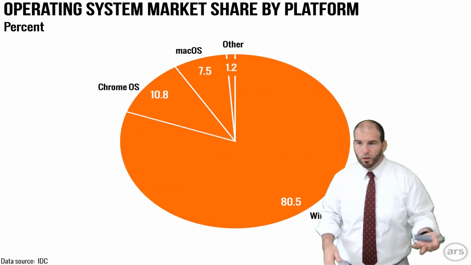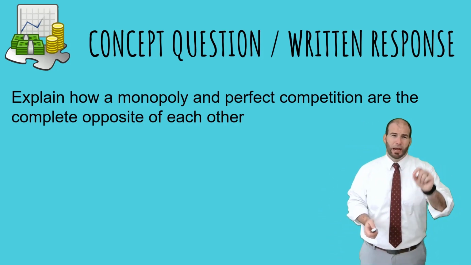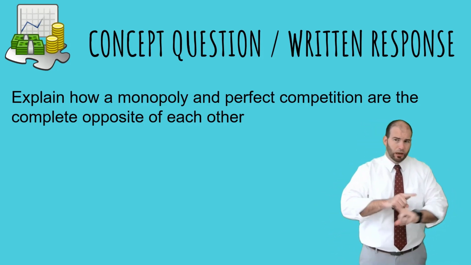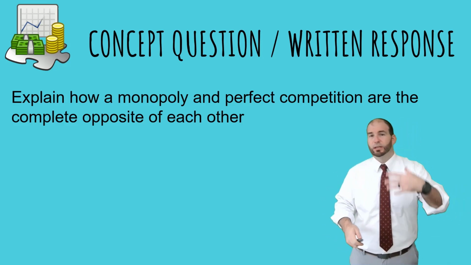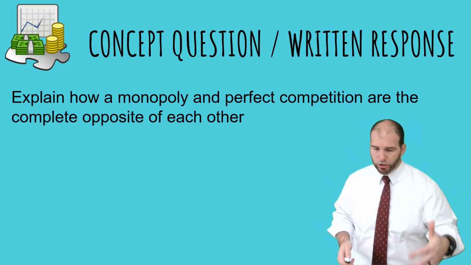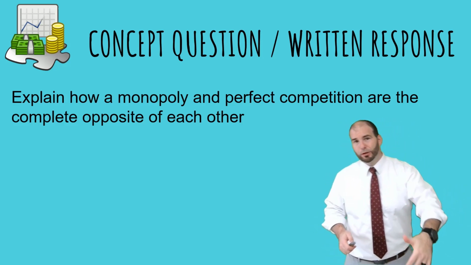So the question here is, explain how monopoly and perfect competition are the complete opposite of each other. We talked about that in depth, so answer that completely, answer in 2 complete sentences.